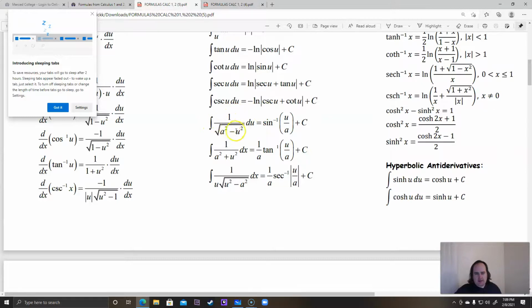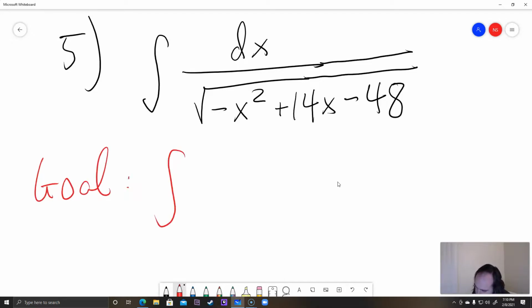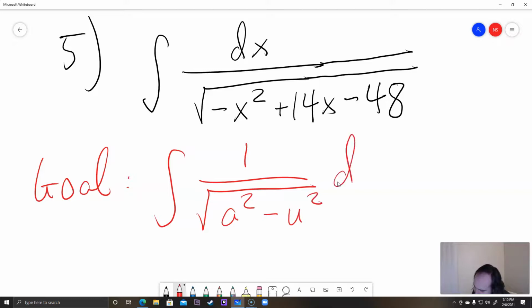So I would say that this is the one we want to use. Integral of 1 over the square root of a squared minus u squared du. So let's write that down as our goal, because that's the form that we're going to need to get it into to do this. So integral of 1 over the square root of a squared minus u squared du. And I just chose that one because it's the closest to this problem here. But obviously it's not in that form, which is going to make the problem a bit harder than the other ones. So the trick here is you actually want to complete the square.